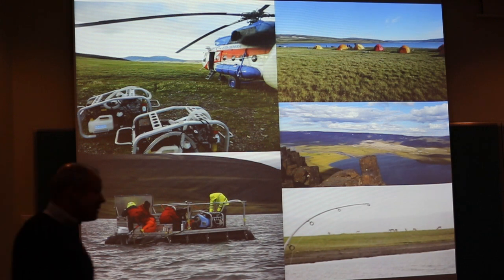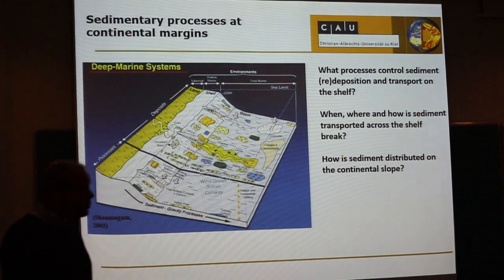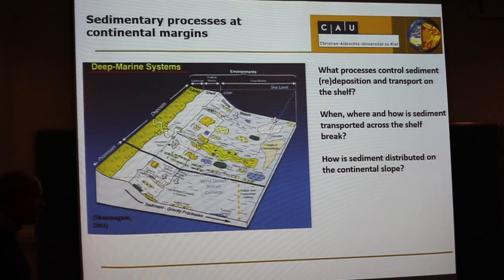Questions we answer is not only marine mass wasting, more general. I think we investigate sedimentary processes at continental margins. So some questions are listed here. What processes control sediment deposition and redeposition and transport on the shelf? And when, where, and how is sediment transported across the shelf break? And then especially, and that's what we're mainly doing, how is sediment distributed on the continental slope?